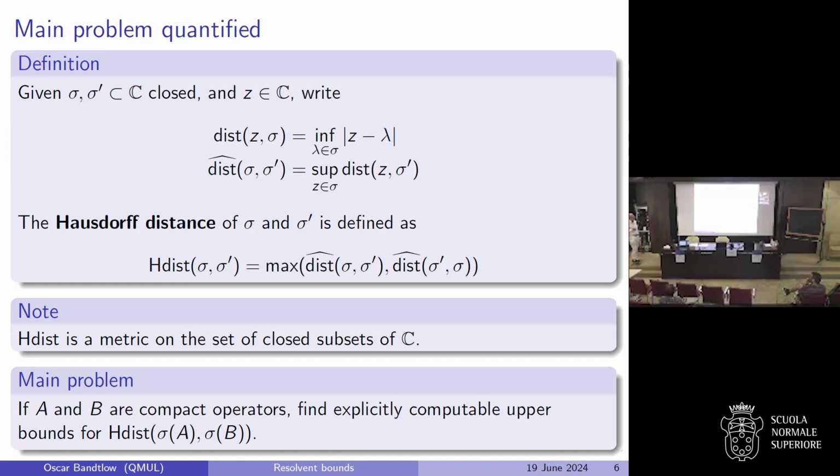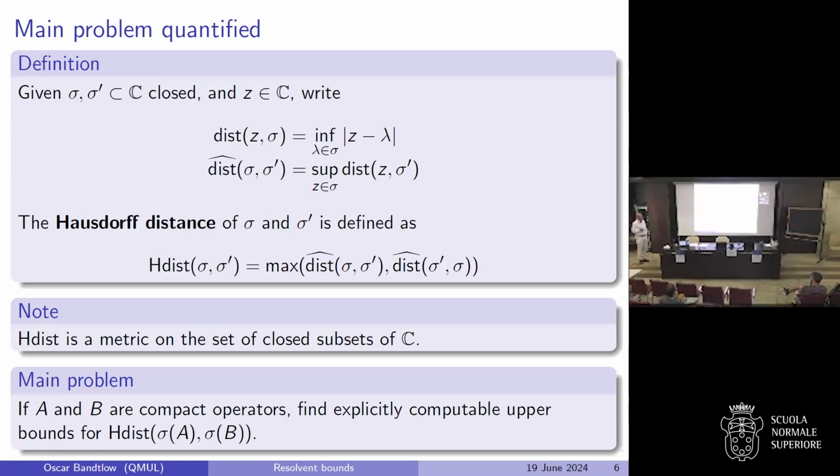If you didn't like this definition, maybe another way of thinking of this is: if you have two sets, sigma and sigma prime, and the Hausdorff distance of these two sets is, say, epsilon, then this means that every point in sigma prime is within an epsilon distance of points in sigma, and every point in sigma is within an epsilon distance of a point in sigma prime. In particular, the Hausdorff distance is 0 if and only if the two sets coincide. Okie doke. So let me rephrase what I'm going to tell you about. If you have two compact operators, find explicitly computable upper bounds for the Hausdorff distance of the spectra of these two operators.